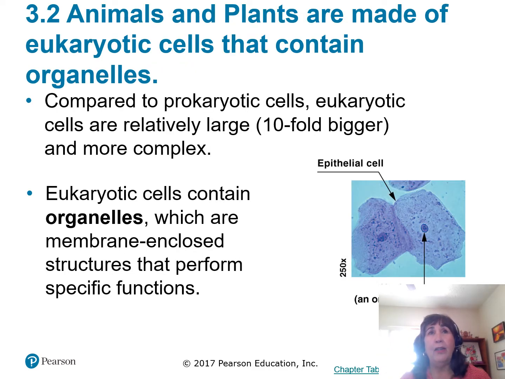Animal and plant cells are made out of eukaryotic cells that contain organelles. So remember, animals and plants are found in domain Eukarya, and eukaryotic cells are at least tenfold bigger and more complex than prokaryotic cells. Eukaryotic cells also contain organelles, and these organelles are usually membrane bound and they carry out specific functions.